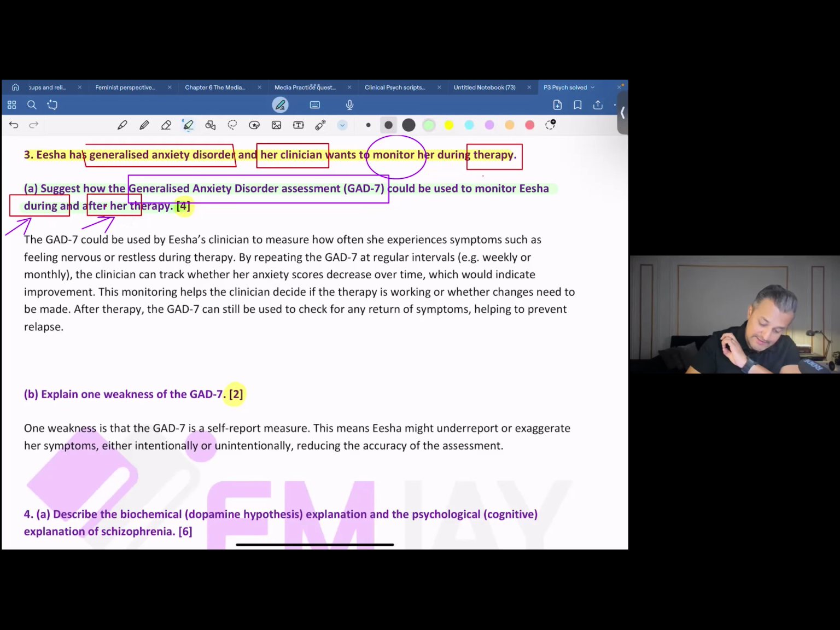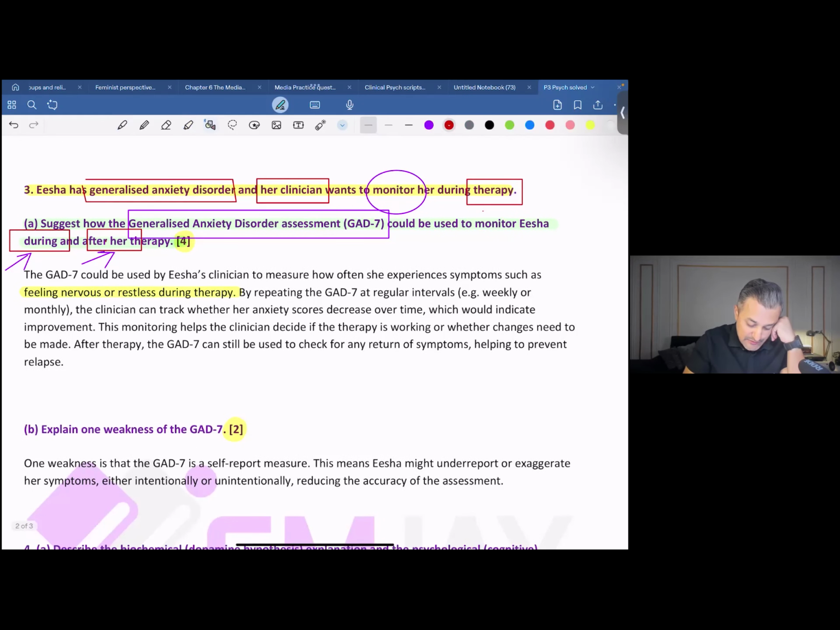Fine, makes sense. Taking this ahead, the GAD-7 could be used by Isha's clinician to measure how often she experiences symptoms such as feeling nervous or restless during the therapy. How did I know this? I'd only know this if I know what GAD-7 is. When you have that knowledge, you might as well put that knowledge to use, right? So the GAD-7 could be used by Isha's clinician to measure how often she experiences symptoms, and then you've told what the symptoms are.